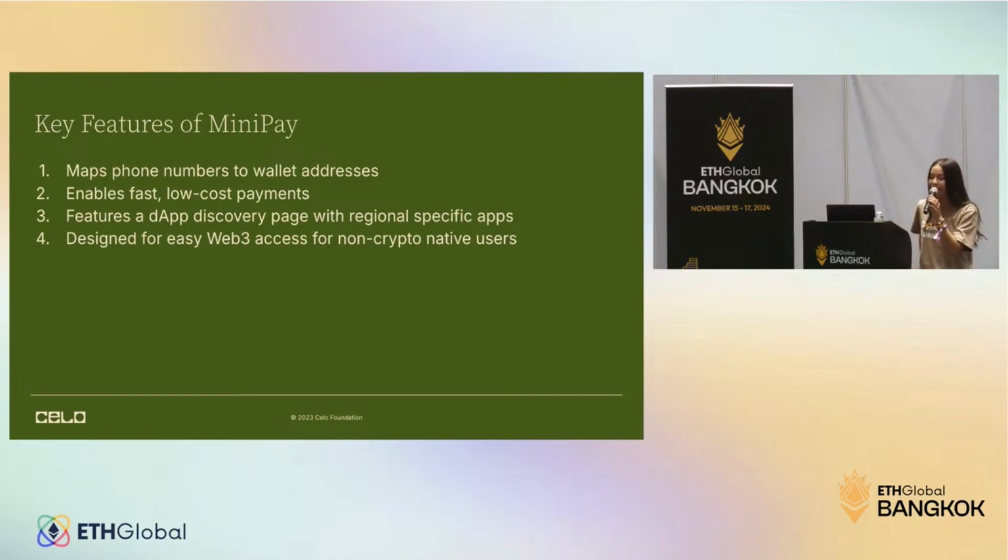It's also super fast and low cost, so less than a tenth of a cent and 1 second block finality. And we have a dApp discovery page with regional specific apps. So since you're signing up with your phone number, if you open up the dApp discovery page in Kenya, maybe you have an M-Pesa off-ramp, but that will look different from if you open up the dApp discovery page in Brazil. So this allows app builders to build hyper-specific apps for their countries and their regions.